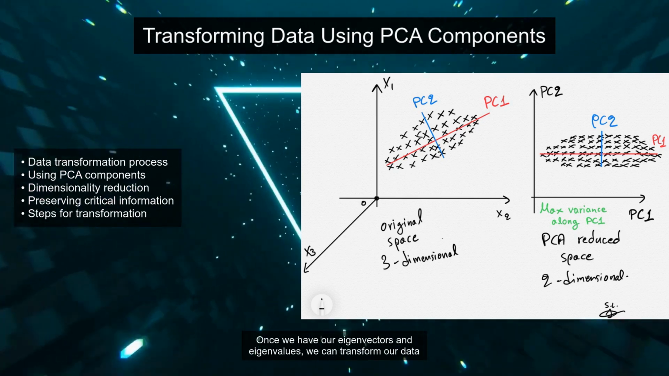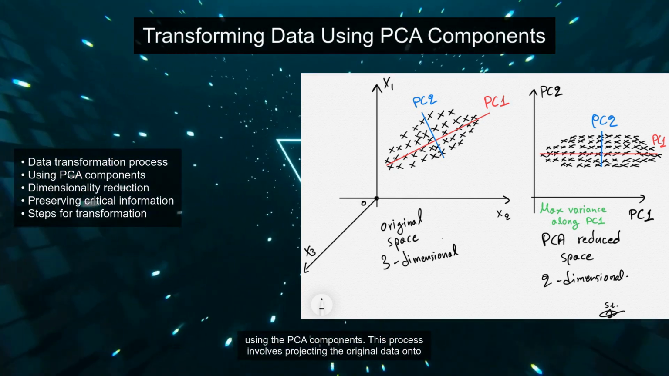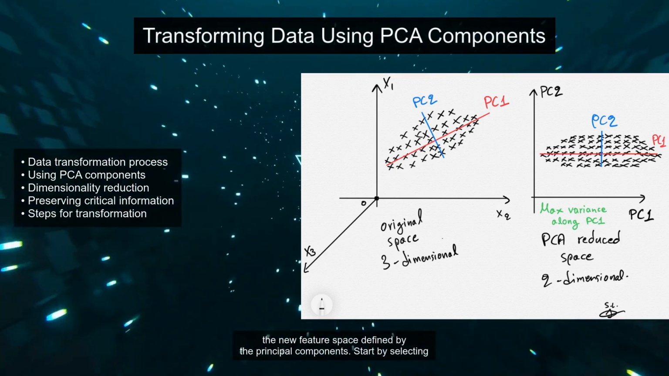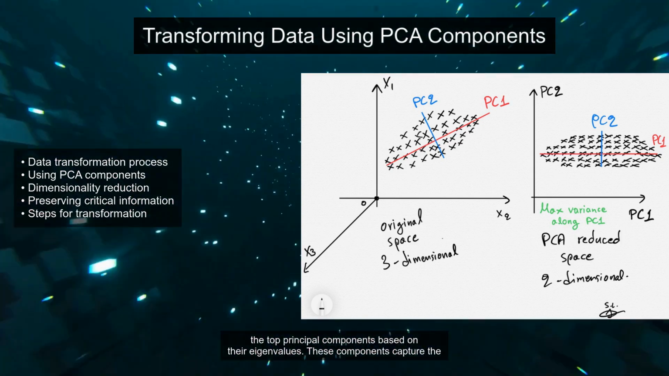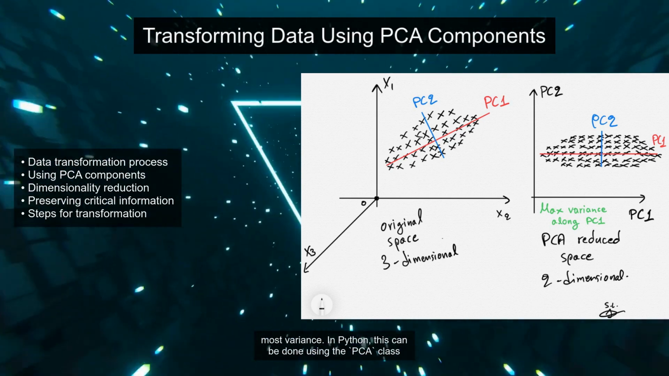Once we have our eigenvectors and eigenvalues, we can transform our data using the PCA components. This process involves projecting the original data onto the new feature space defined by the principal components. Start by selecting the top principal components based on their eigenvalues. These components capture the most variance. In Python, this can be done using the PCA class from sklearn.